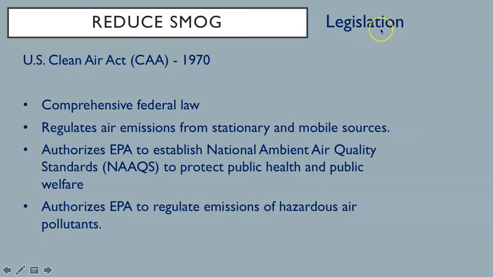An example of regulating and reducing pollutants via government regulation, or the second level of pollution management strategies, is the U.S. Clean Air Act of 1970. It was a comprehensive federal law that regulates air emissions from stationary and mobile sources. Among other things, this law authorizes the EPA to establish national ambient air quality standards, to protect public health and public welfare, and to regulate emissions of hazardous air pollutants.